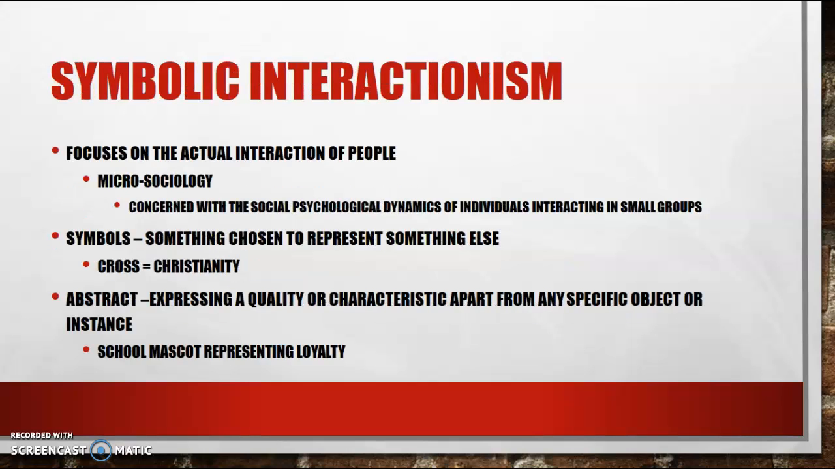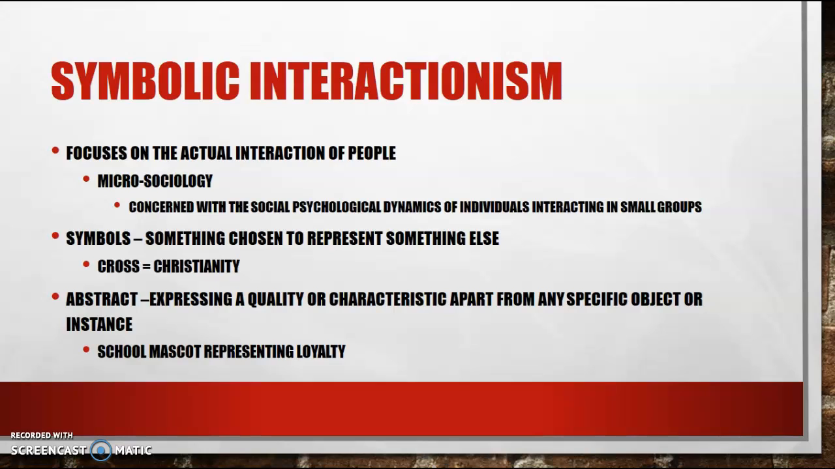The final one is symbolic interactionism. All right, it focuses on the actual interaction of people. It is very micro sociology. Macro is the first two. It's looking at societies as a whole and big groups. Symbolic interaction is more concerned with the social psychological dynamics of individuals who interact in small groups. So it's looking smaller. Symbols are what symbolic interaction really bases their stuff on.